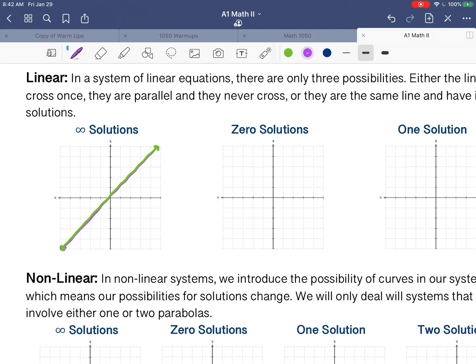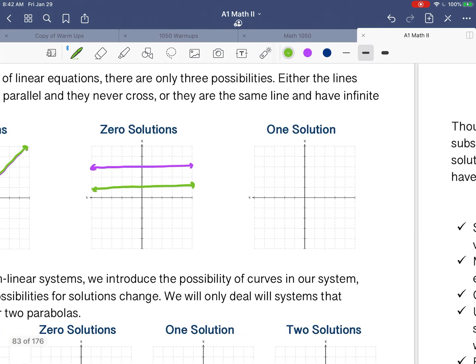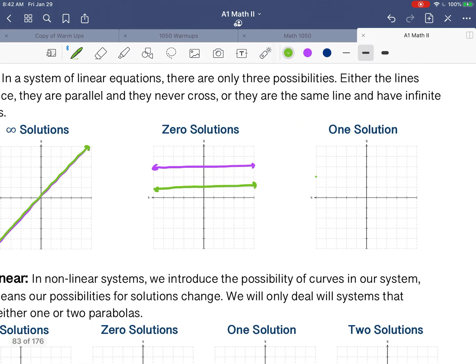Then you had the option of zero solutions, which means the two lines have the same slope and they don't ever cross, which means that nothing will satisfy both equations because there is no crossing point. And then we have the option of one solution where they cross at a singular point, and that is our solution.